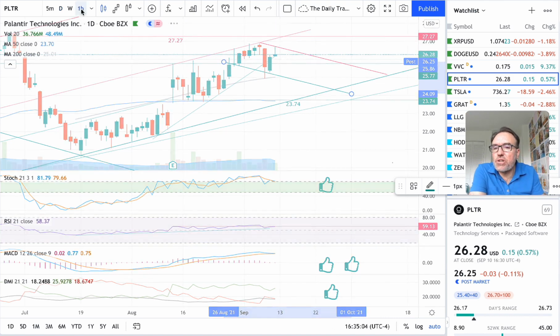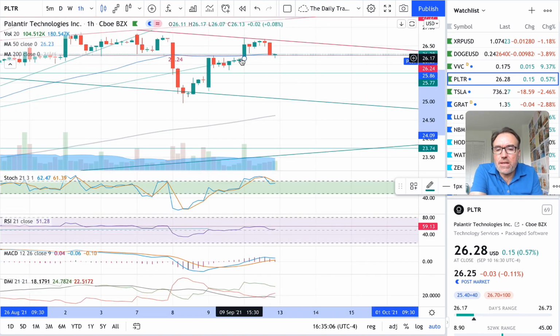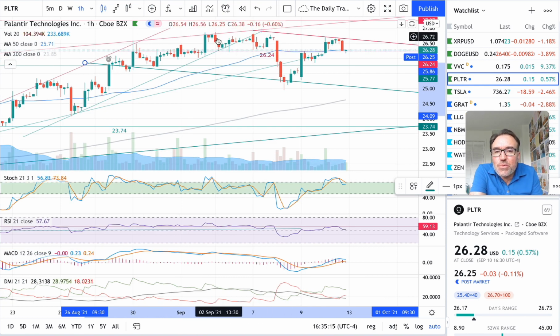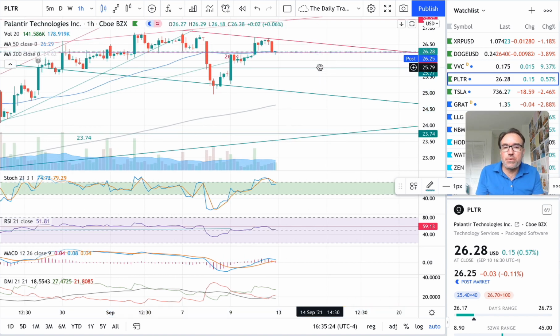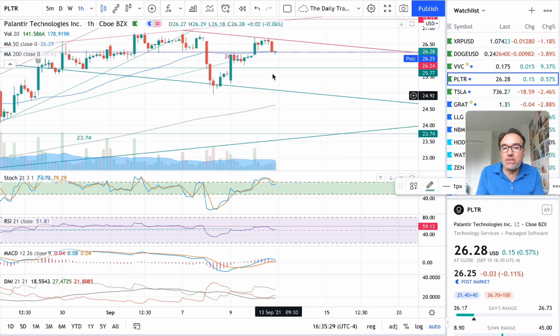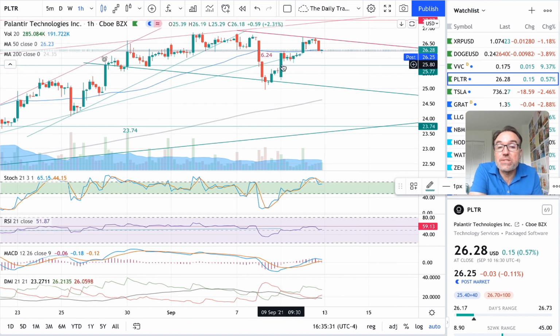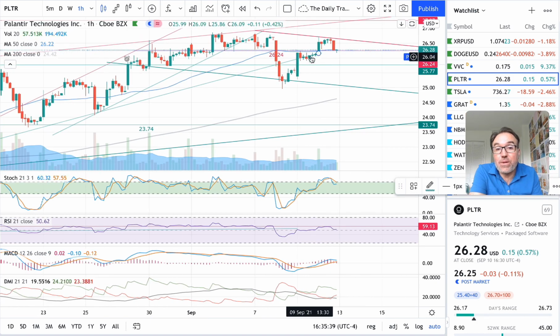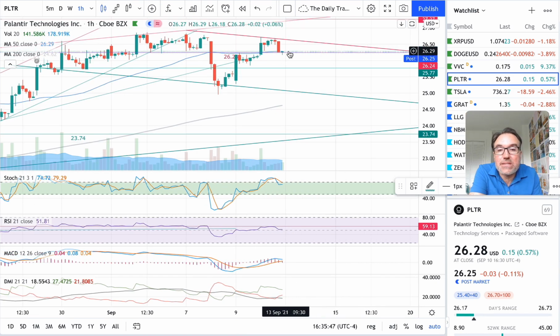Let's go see the 1 hour chart to see if we can understand what happened. The stock was at 26.24 right here, and then we broke out of it and came back up. What's this number? Please, TradingView, fix this. 25.77. So the stock was stuck between 25.77 and 26.24. Didn't know what it wanted to do, and now it went back up. It went back up over 26.24 to just come back down and barely make it over 26.24.